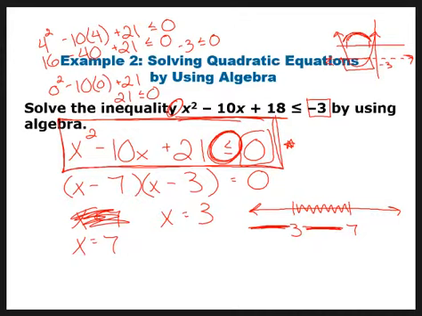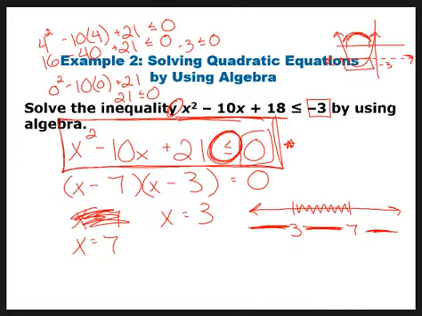All right, now we talked about from the beginning, because it was less than or equal to, that it should work out that I would shade in between those two x values. But I'm going to check out here greater than 7 just to make sure that I don't have something on that interval that will work too.